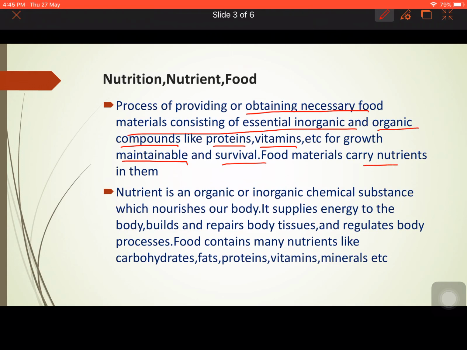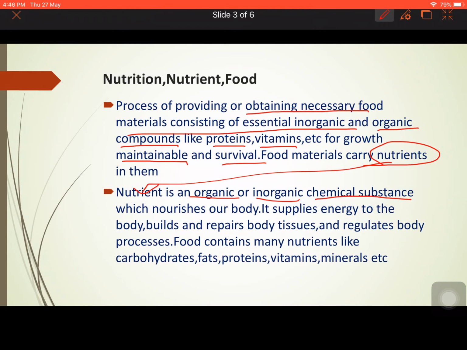What are nutrients? Here, a nutrient is an inorganic or organic chemical substance. It is either organic or inorganic in nature. It is a chemical substance. I think by now you know what an organic substance is and what an inorganic substance is, right? You are studying it in chemistry. So, it is either an organic or inorganic substance which nourishes our body. It supplies energy, builds the body, repairs the body tissues and regulates the body processes.